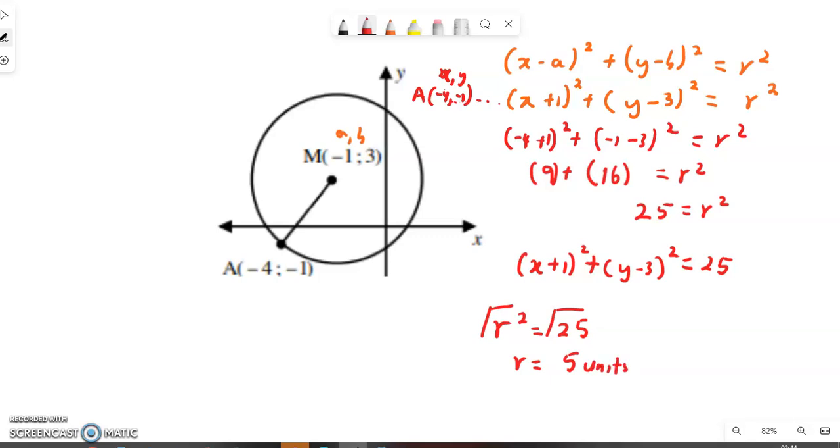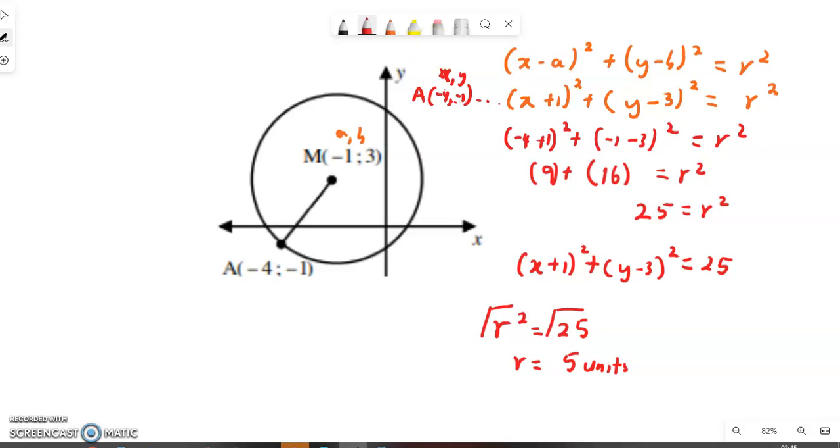It is very important to note that for this particular question, you could have used the distance formula as well to find the size of the radius. Again, it is similar to our previous question. The distance formula can be used to determine the size of the radius.